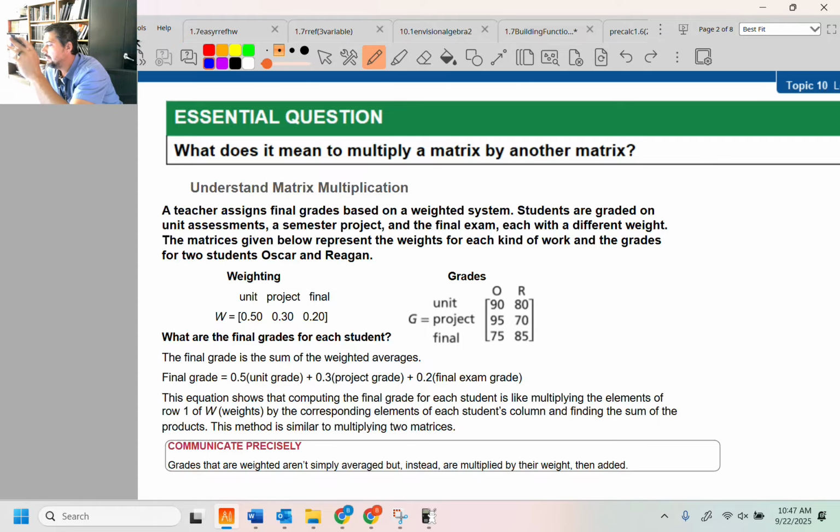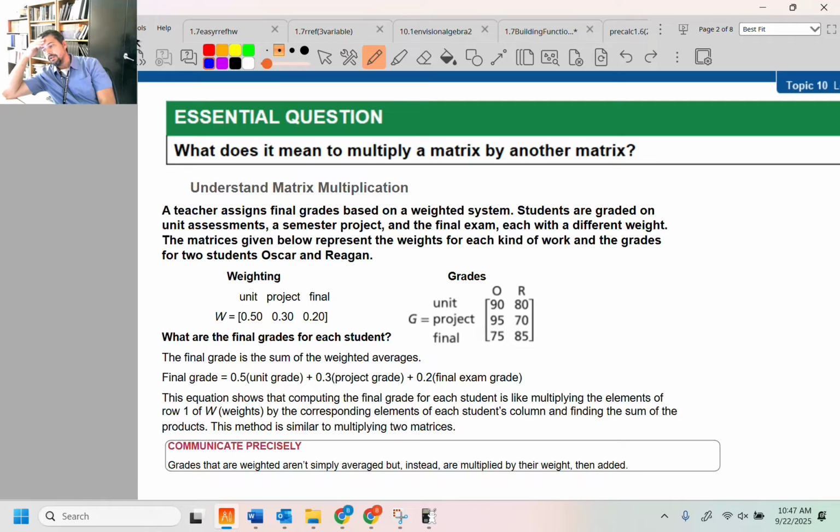All right, what does it mean to multiply a matrix by another matrix? So matrix multiplication is kind of interesting here, and we have a weighted grade example to kind of help you figure out what we would do here. So a teacher assigns final grades based on a weighted system. Students are graded on unit assessments, a semester project, and the final exam, each with different weight. The matrices below give the weights for each kind of work and the grades for two students, Oscar and Reagan.